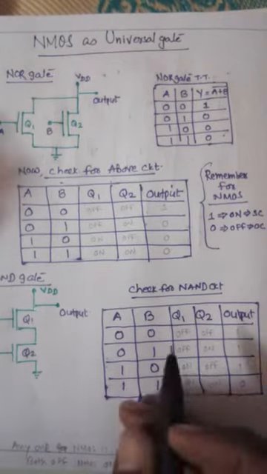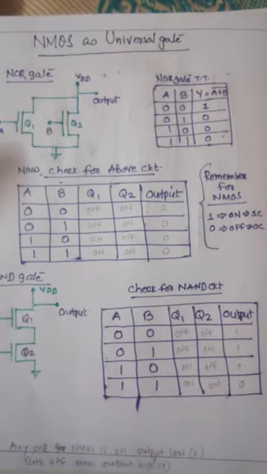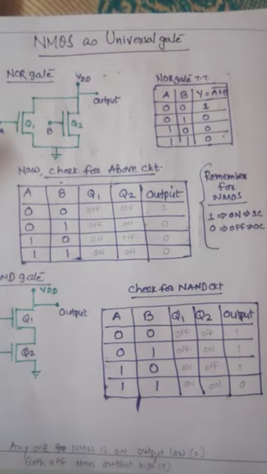Dear students, in this video we will discuss the MOS logic family part 2. In previous part 1 we studied the MOS family and created the NOT gate or inverter gate using PMOS, NMOS and CMOS. Now in this video we will try to prove that NMOS can work as a universal gate. Here we know that the universal gates are the NOR gate and the NAND gate.